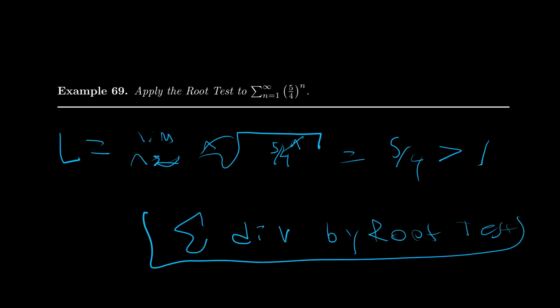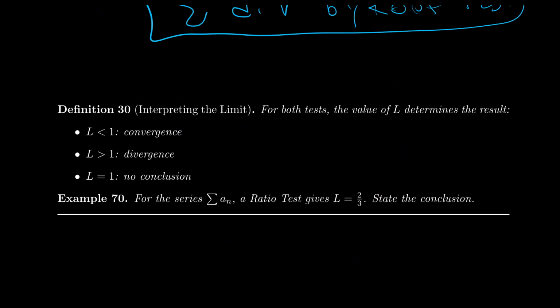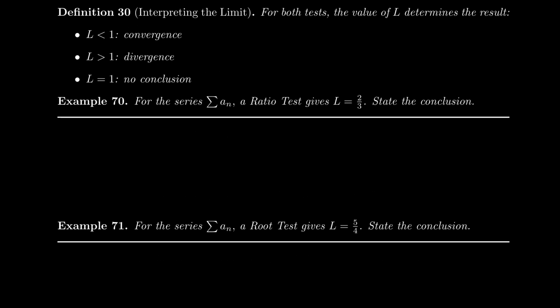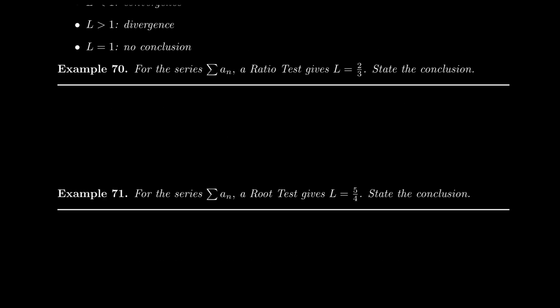Now there's more examples in here that I could go over, but I'm going to be honest, my voice is about to go out. And I do want to get and talk to a few more things real quick. So for both tests, the value of L determines the limit. We can do these really quickly. L is 2/3. That's less than 1. It converges. L is 5/4. That's greater than 1. It diverges.